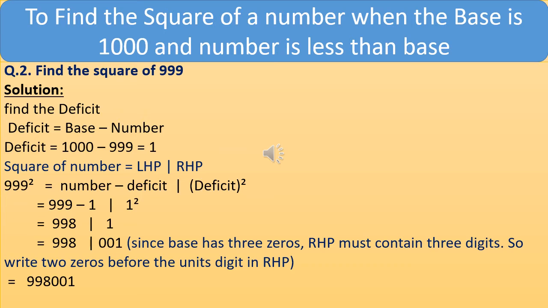Now the square of the number will have two parts, LHP, RHP. The formula for LHP is number minus deficit and for RHP, deficit square. Now number minus deficit will be 999 minus 1 and deficit square will be 1 square.